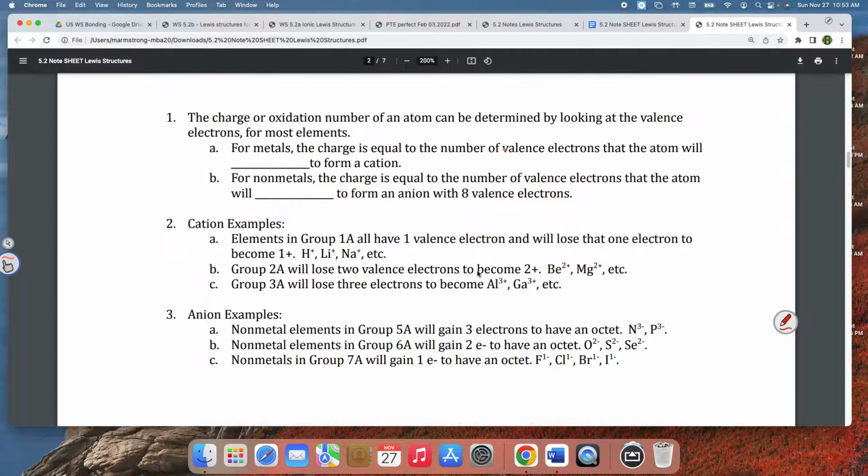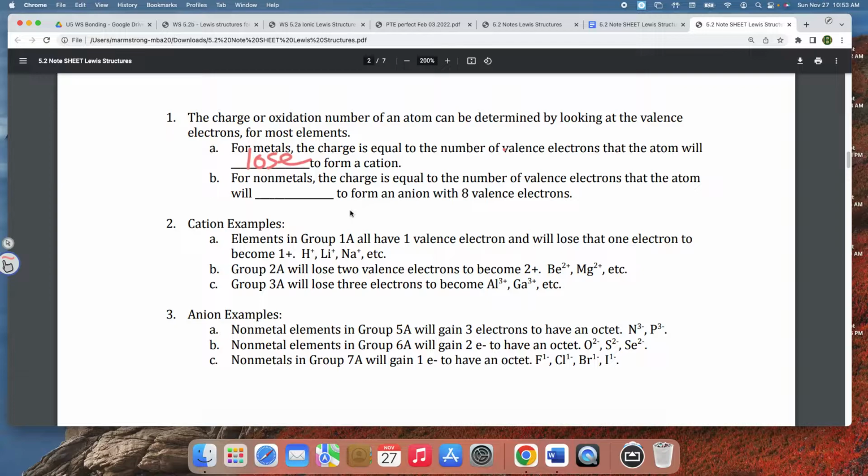So the charge or oxidation number of an atom, we did this when we did naming, can be determined by looking at the valence electrons for most elements. For metals, the charge is equal to the number of valence electrons that the atom will lose to form a cation. So metals lose electrons and they form cations because they lost their negativity, so now they're positive, just like that cat with the paws.